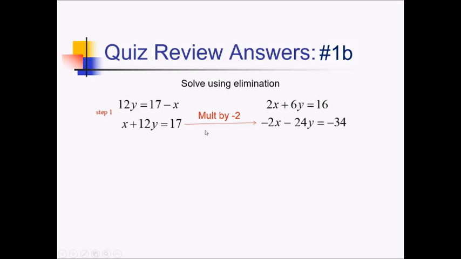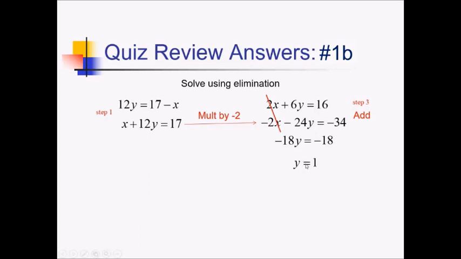So just make sure you're multiplying this whole equation by negative 2, because you can't just change one piece without changing everything here. So now adding these two equations together, and I'm going to label that this is step 3, just again to make it easier to follow my work. These two x's are going to cancel. 6y minus 24y, or plus negative 24y, is negative 18y. And 16 minus 34, that's going to be negative 18. Dividing by negative 18, we see that y equals 1.